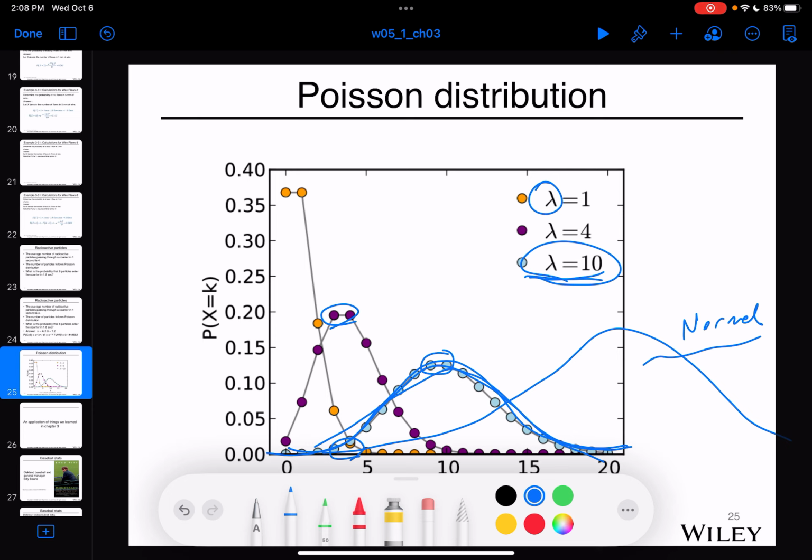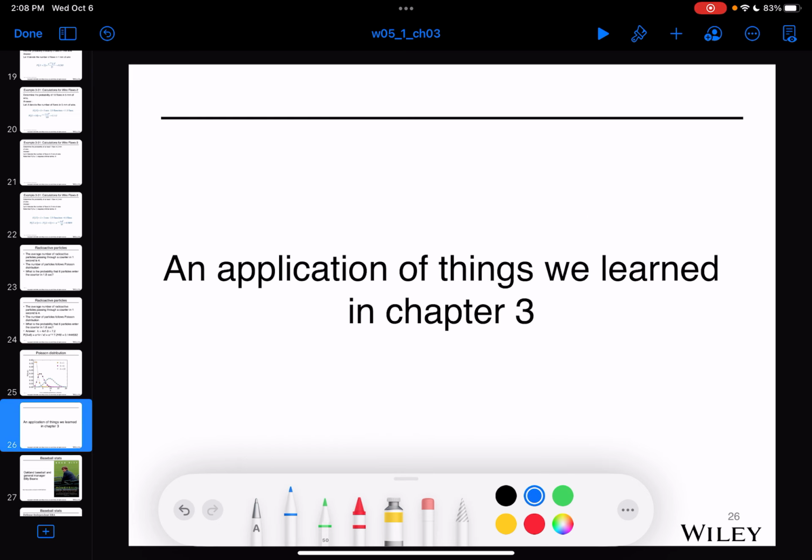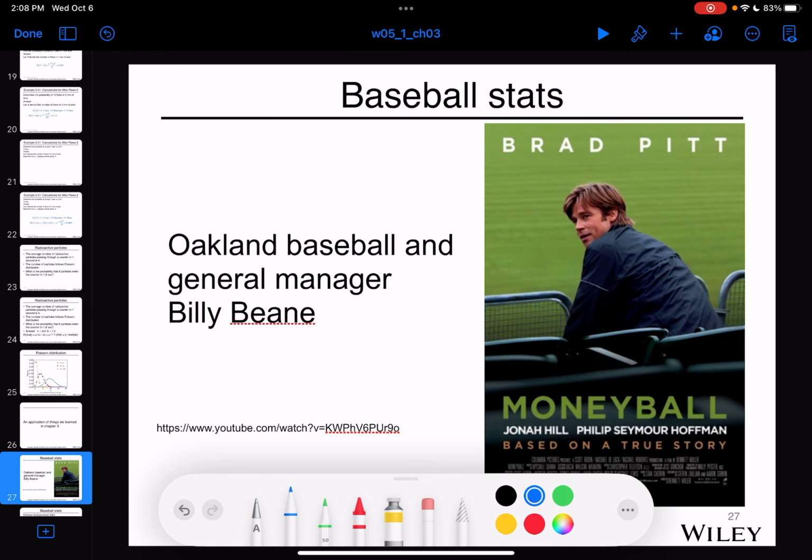Okay. So we covered a lot of material in these 2 chapters, and I want to talk very briefly about one application of the material that you learned in chapters 2 and 3. How many of you have seen this movie, Moneyball?